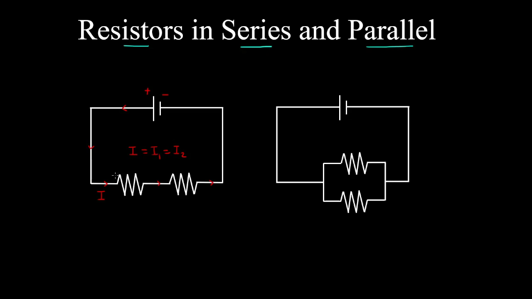So what's different is the total voltage drop across both resistors is equal to the sum of the voltage drops across each resistor. So that will be delta V1 plus delta V2. And now we can apply Ohm's law. So the voltage drop is equal to the current by the resistance.